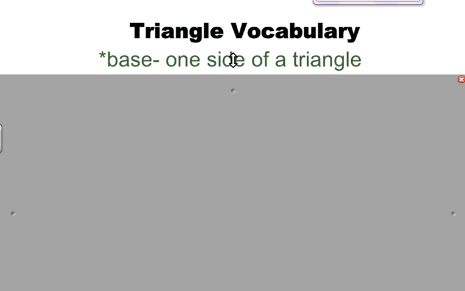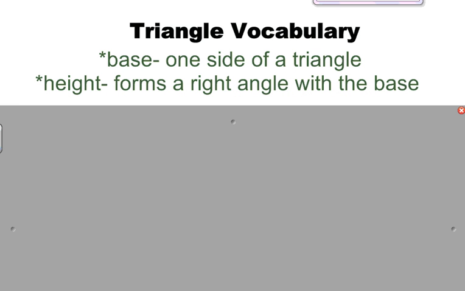The first word that is there is the word base, which is one side of a triangle. And base and height go together, especially when we're talking about parallelograms, which include rectangles and squares and rhombuses. And the height of a parallelogram or a triangle forms a right angle with the base. So we're going to look for that little box that shows us where the right angle is in order for us to figure out which lengths of a triangle are the base and the height.